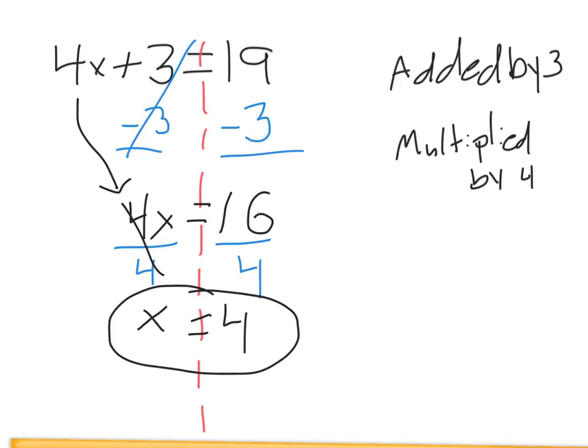Are there any questions about that? Do you see what's different now? Now there are 2 reasons the variable is not by itself. We're not changing our thought process. We're still doing the exact same things. I see solve. My goal is to get the variable by itself. I ask myself, why is it not by itself? And then I do the opposite.